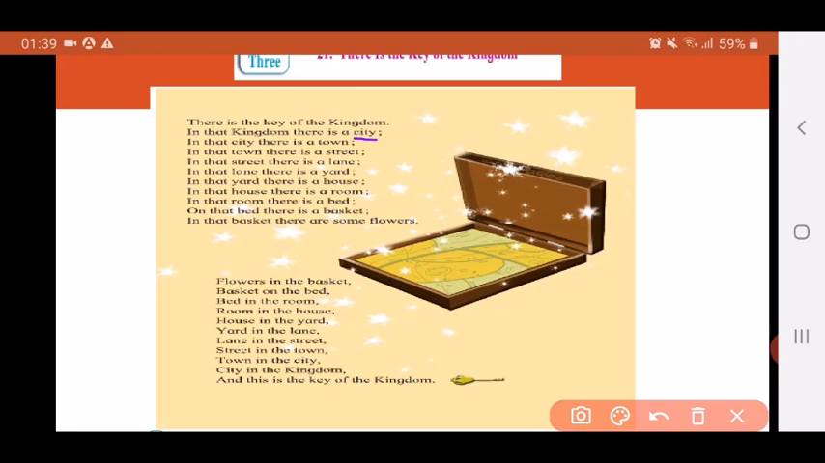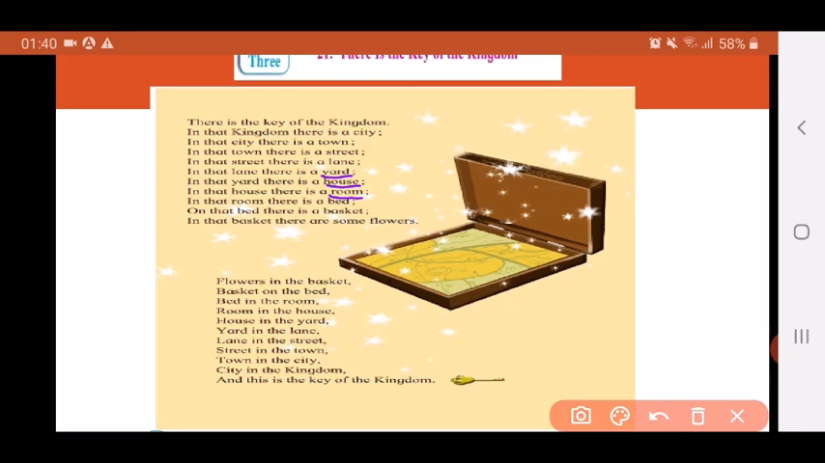Then in that city, there is a town. So in a big city, there is a small town. So as we are reading each line, we are coming to things which are smaller and smaller. Next line, in that town, there is a street, a road. In that street, there is a lane. In that lane, there is a yard, an enclosed place. In that yard, there is a house. In that house, there is a room. So inside the house, there is a room.